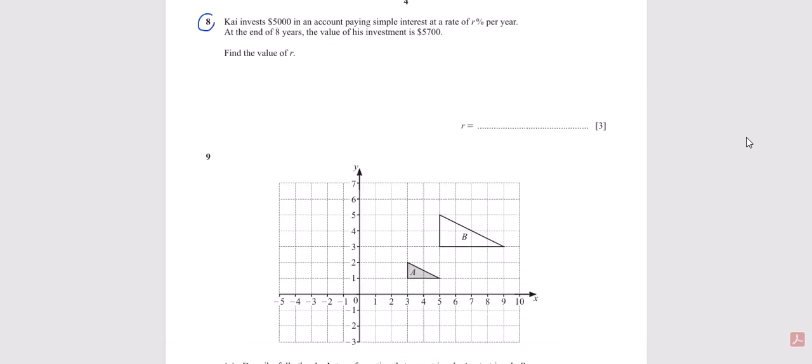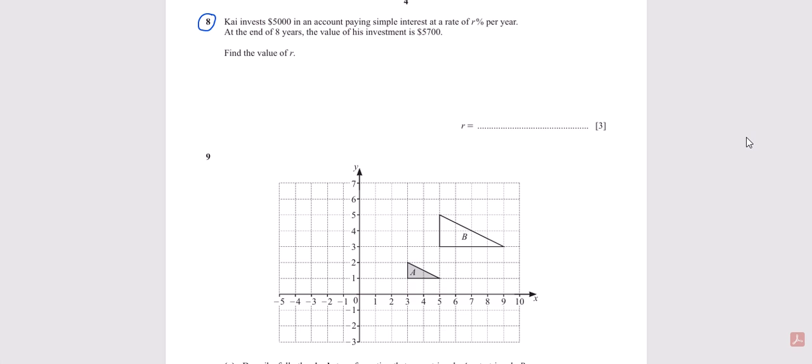Question number 8. Kai invests $5,000 in an account paying simple interest at a rate of R% per year. At the end of 8 years, the value of this investment is $5,700. Find the value of R.